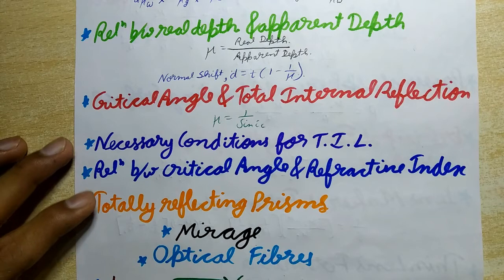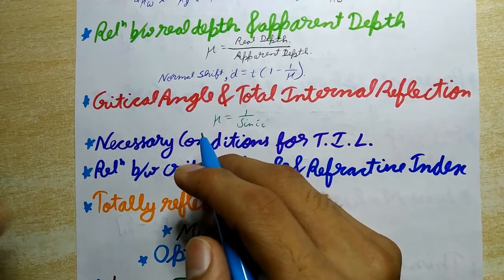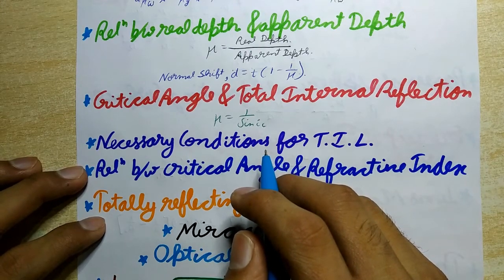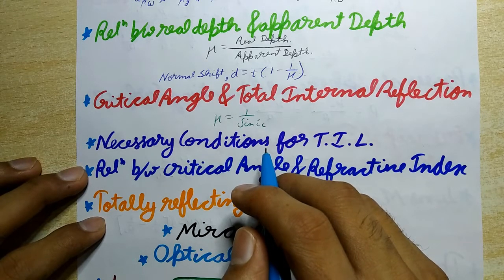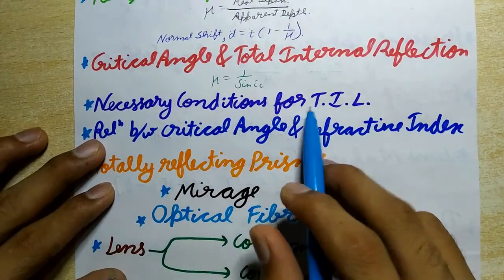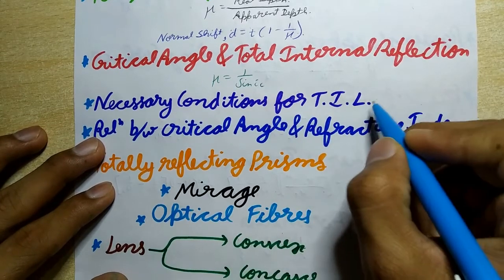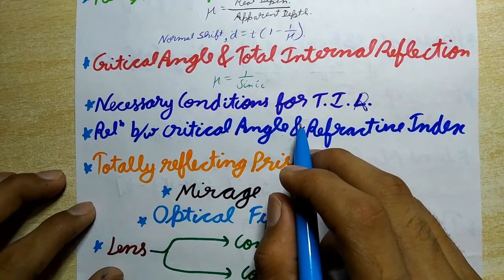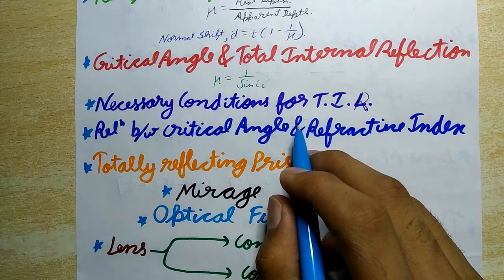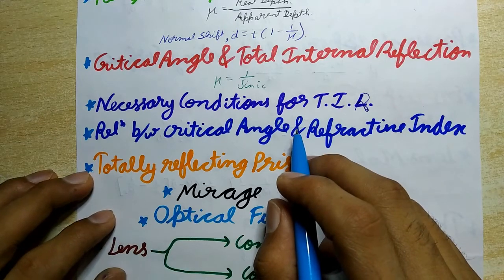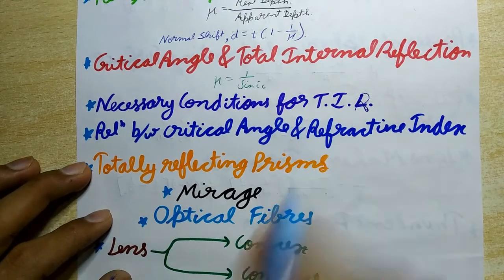Now next is TIR, that is total internal reflection. It is the phenomenon in which a ray of light traveling at an angle of incidence greater than the critical angle from a denser to a rarer medium is totally reflected back into the denser medium, obeying the laws of reflection. Now necessary conditions for TIR. First, light must travel from an optically denser to an optically rarer medium. Second, the angle of incidence in the denser medium must be greater than the critical angle for the media.